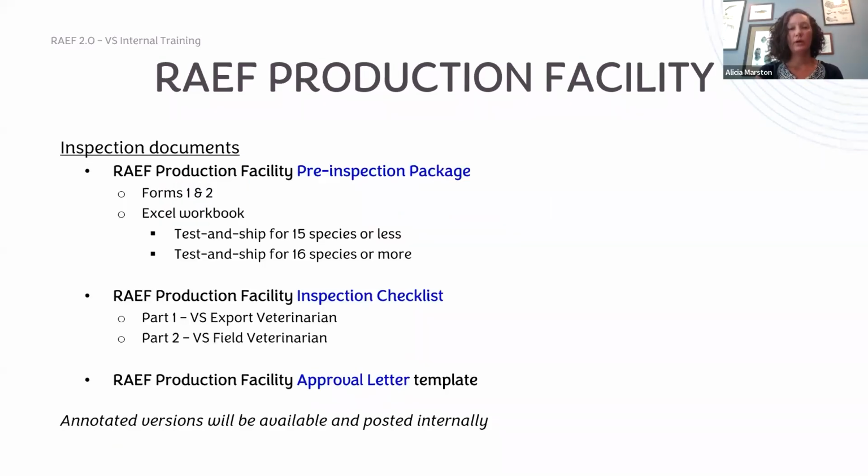Now we'll go a little bit more into details of the actual documents. There are several documents because we have 3 different types of inspection. So I'm not going to go line by line through the documents, but I do want to show you certain sections of them just so that you can have an idea of what to expect. And then these will also be posted to our website or our SharePoint. All right, so I'm going to start off with our pre-inspection package.